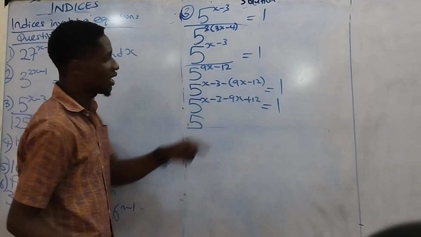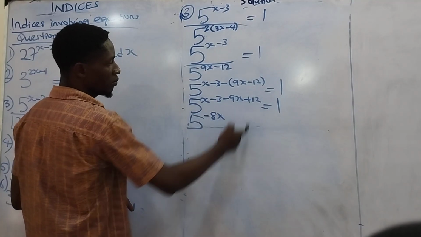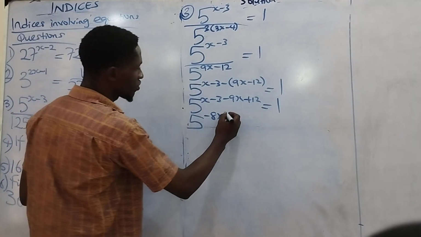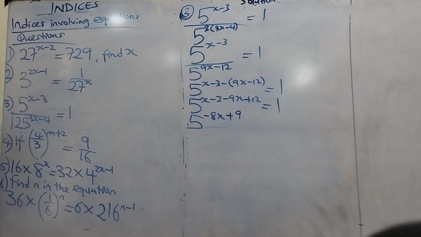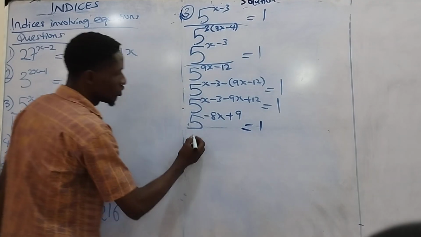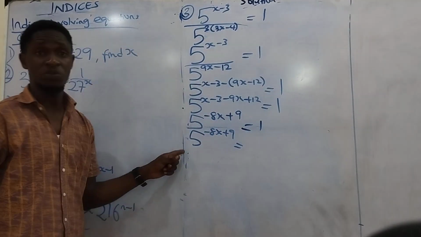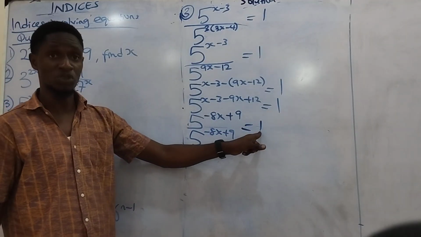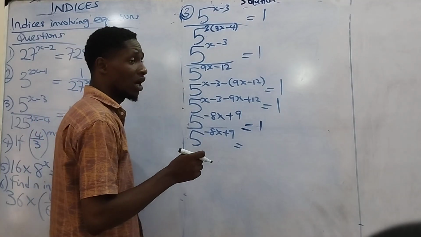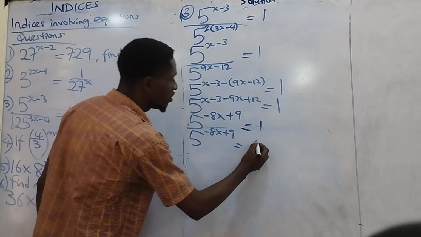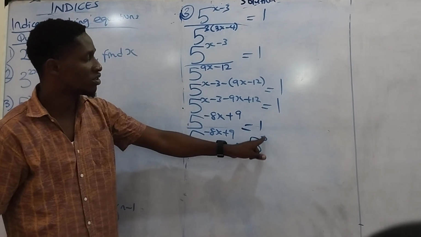x minus 9x should give us minus 8x. Minus 3 plus 12 should give us plus 9, is equal to 1. So what law are we going to apply here? Remember that the base must be the same, and whatever you put here should give you 1. In one of our laws, we talked about the zero power law. So this is 5 raised to the power of 0, because anything raised to the power of 0 is 1.